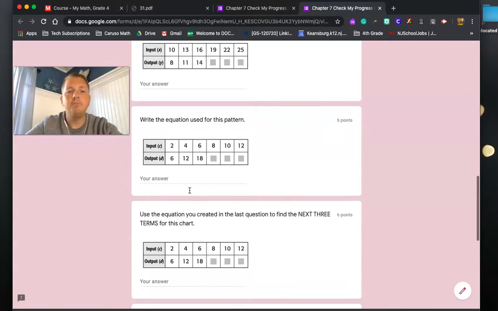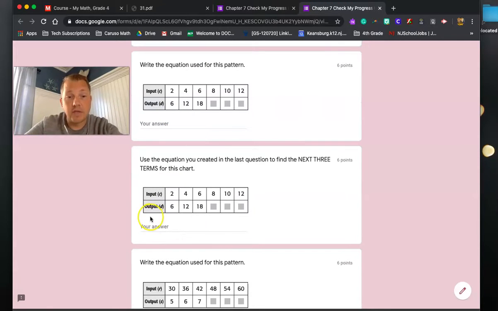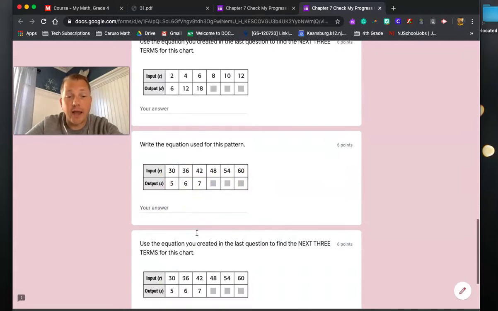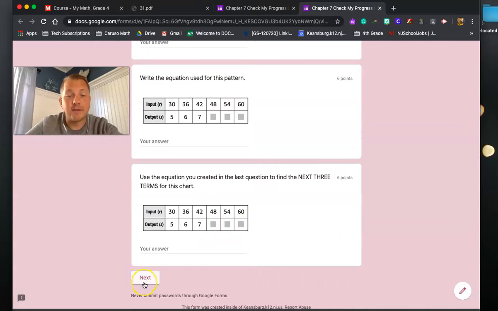The next problem, your input and output are C and D. So you have to figure out what the difference is between this number and this number and this number. And if it's add, subtract, multiply, or divide, you're going to use that equation to solve the next 3 terms. Find one more equation, these letters are R and S, and use that to solve those next 3 terms.